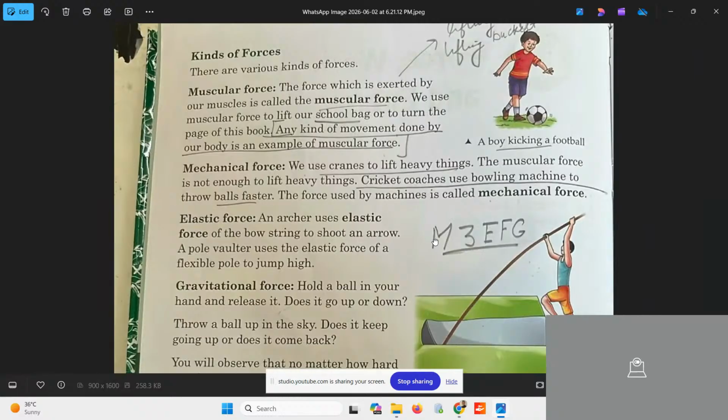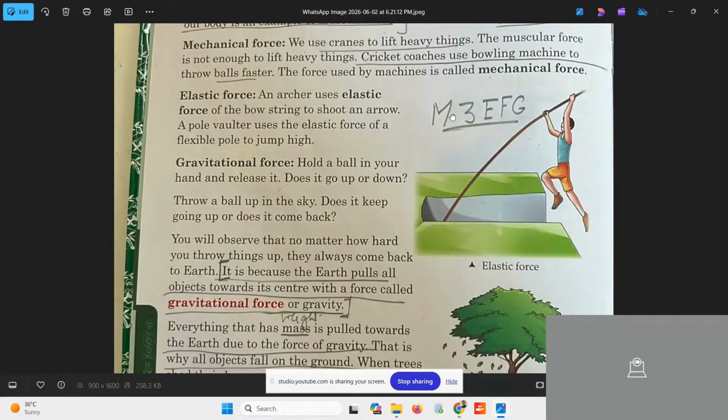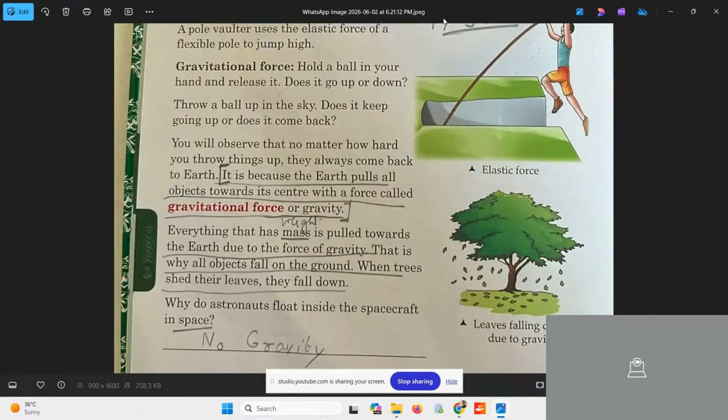The next concept is gravitational force. It is very important. Teacher will ask you so many questions over here. As the name suggests, gravitational force. See, what does Earth do? Earth pulls all objects towards its center with a force called gravitational force or gravity.